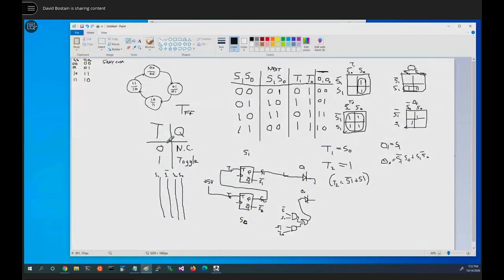Okay, let's do another one of these. Anybody have any questions before I erase this? Minor point of clarification, you have T2 listed. Did you mean T0? Oops, T0. Good, thank you.